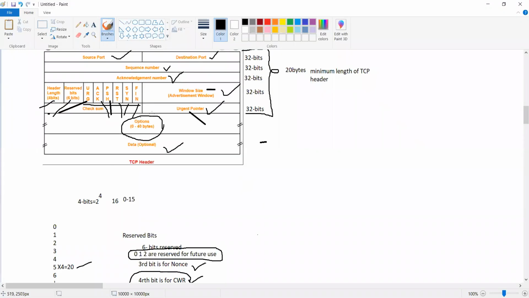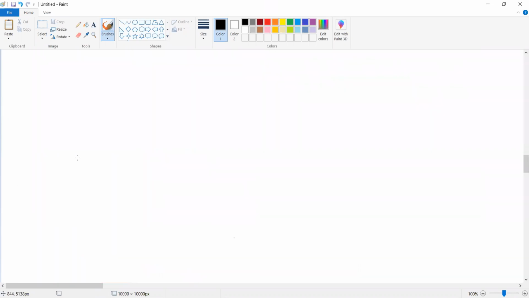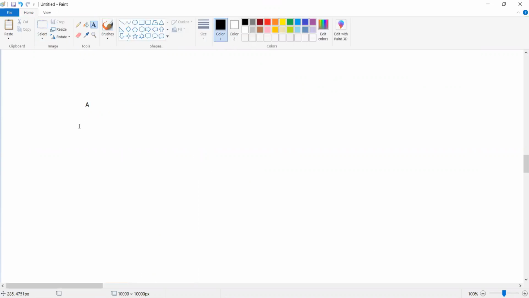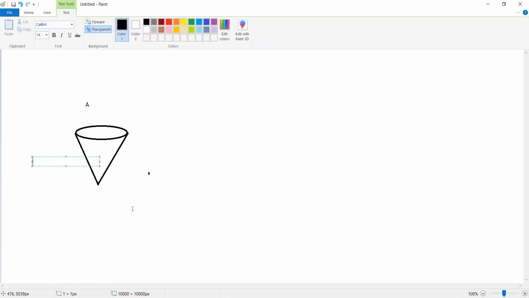Now we need to discuss what is checksum. Checksum is nothing but the source device, for example A is the source, will apply some algorithm. I'm assuming this cone to be an algorithm. What algorithm will it apply? Something called the CRC algorithm. Any algorithm it may apply.